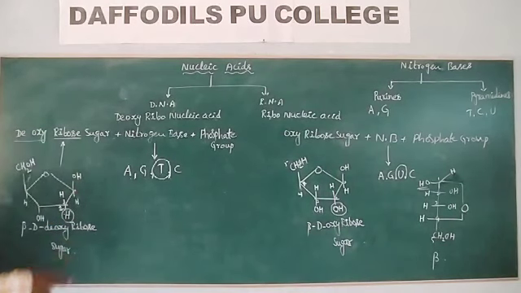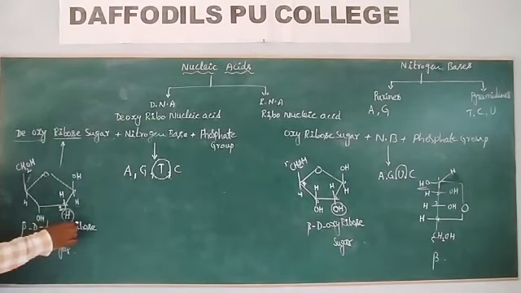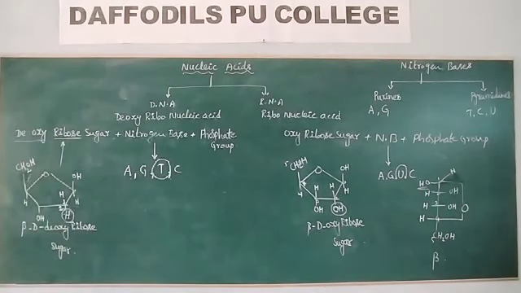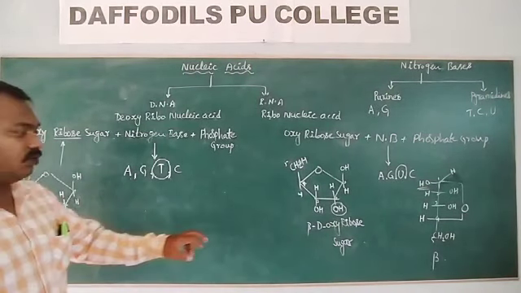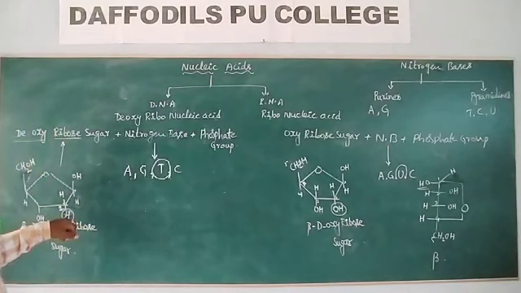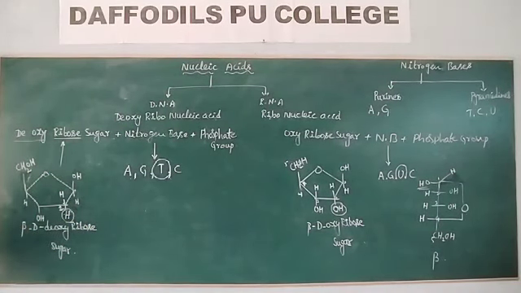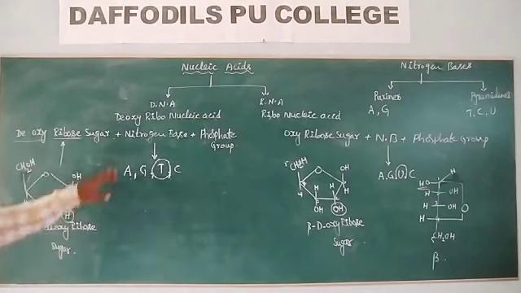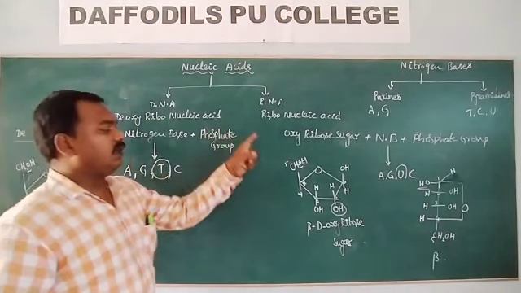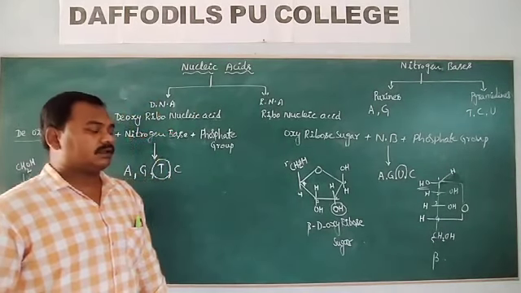When the OH group is absent, it is called the deoxyribose sugar. At the second carbon, the OH group is not there, only H is there. So this is deoxy. Deoxy means oxygen is not there. In DNA, deoxyribose is present. In RNA, ribose is present.